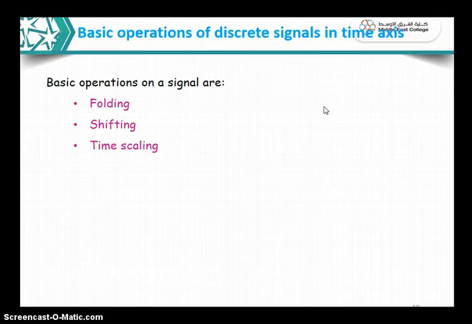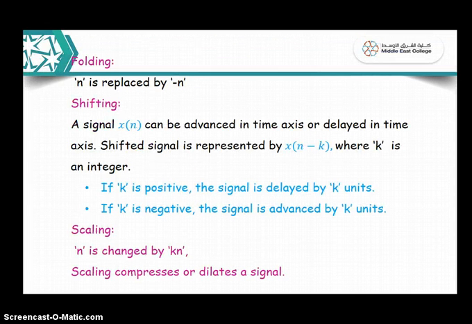So for basic operations, there are three main basic operations on discrete signals: folding, shifting and time scaling. There is an example. If you see folding, if n is replaced by -n, we have x of n and x of -n. When we compare the output of x of n and x of -n, we can see that it is folded. We call it the mirror image, or folded.